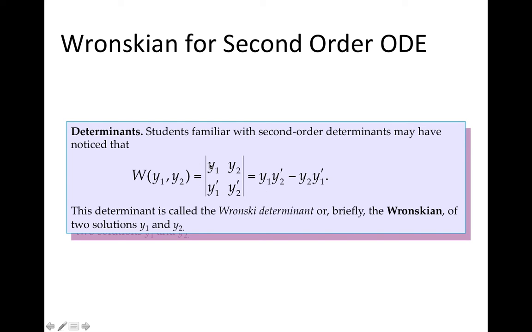And if you remember, for just a 2 by 2 matrix, the determinant is the difference of the cross product. So it's y1 y2 prime minus y2 y1 prime. If we evaluate that and we get a non-zero value, then the Wronskian is non-zero, and in fact the solution set does form a basis of linearly independent solutions to the differential equation.